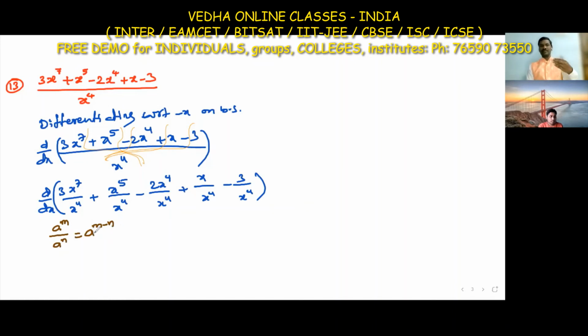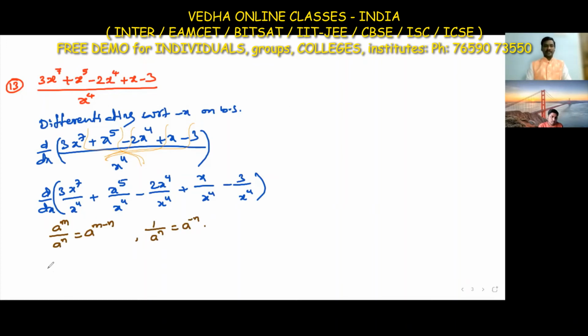Okay, we are taking the bases are same, so we can subtract the power, one power from another power: a to the power m minus n. Or 1 by a to the power n is equal to a to the power minus n. So we can use these two concepts now.